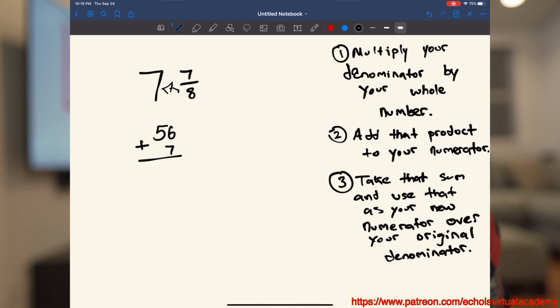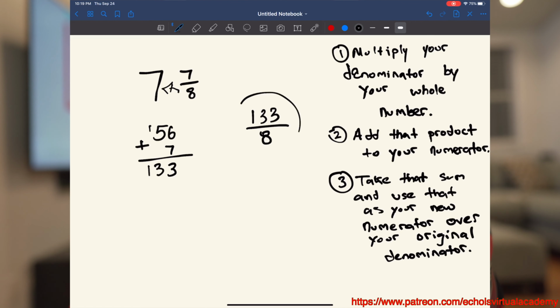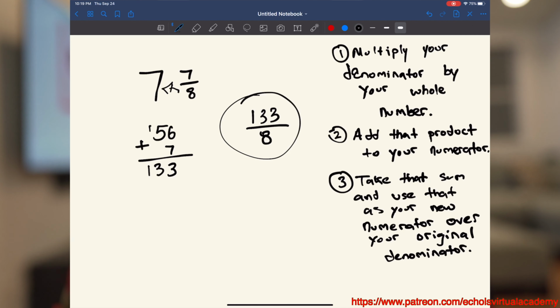So 56 plus 7. 6 plus 7 is 13. Put your 3 down, carry your 1. 5 plus 7 is 12, plus 1 is 13, so 133. And then you take your new sum, 133, and you put that over 8. And can you simplify 133 over 8? What's the biggest number that 133 and 8 have in common? The biggest number they have in common is 1. So you cannot simplify this. Your improper fraction is going to be 133 over 8.